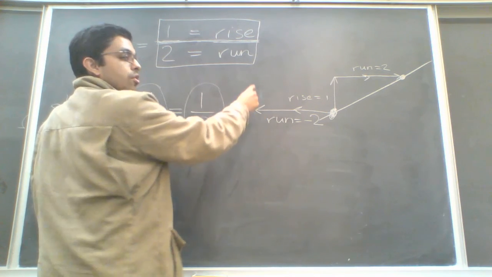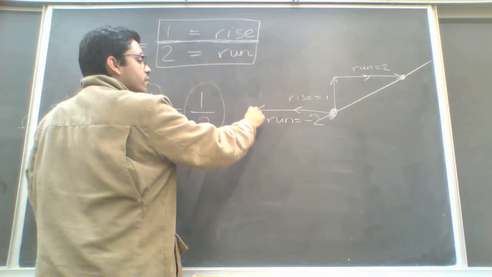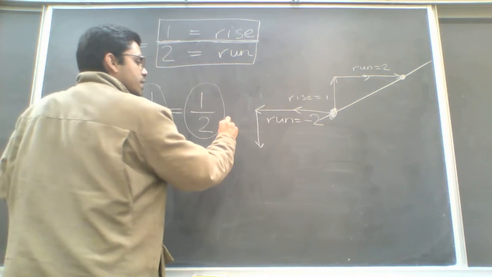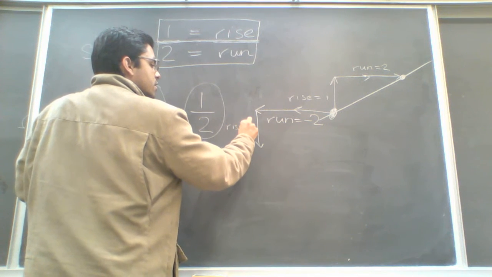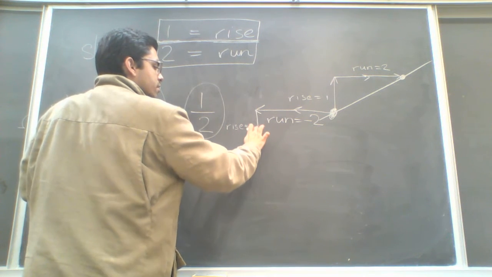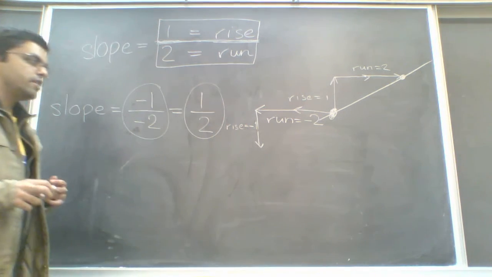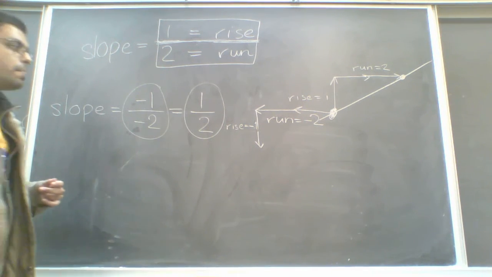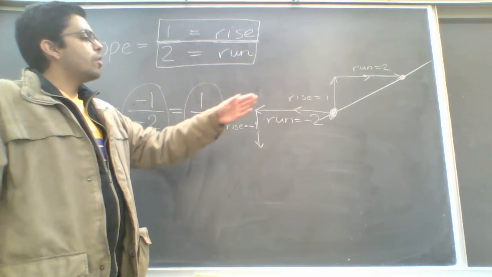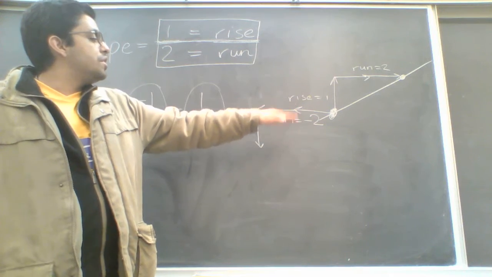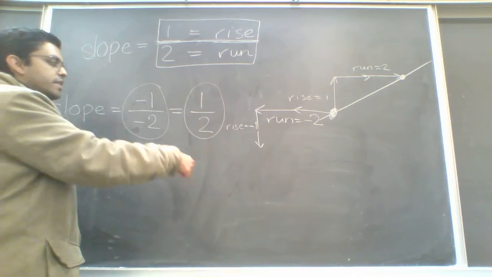Now our rise is normally going up, but if we've got a rise of -1, that means we go down a unit. So then we've got a rise of -1. Sorry, that might be a little bit hard to see. But normally we go up and to the right, but it's exactly the same thing if you go down and to the left, or left and then down.